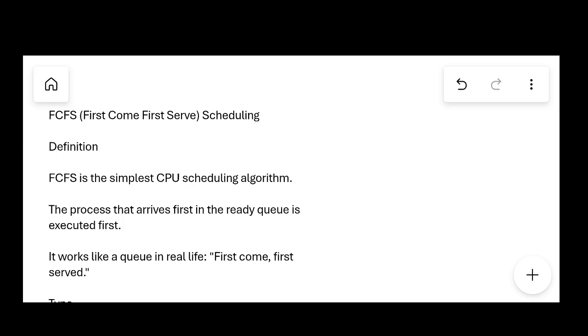Hello everyone. In this video, we are going to understand FCFS scheduling in operating system.